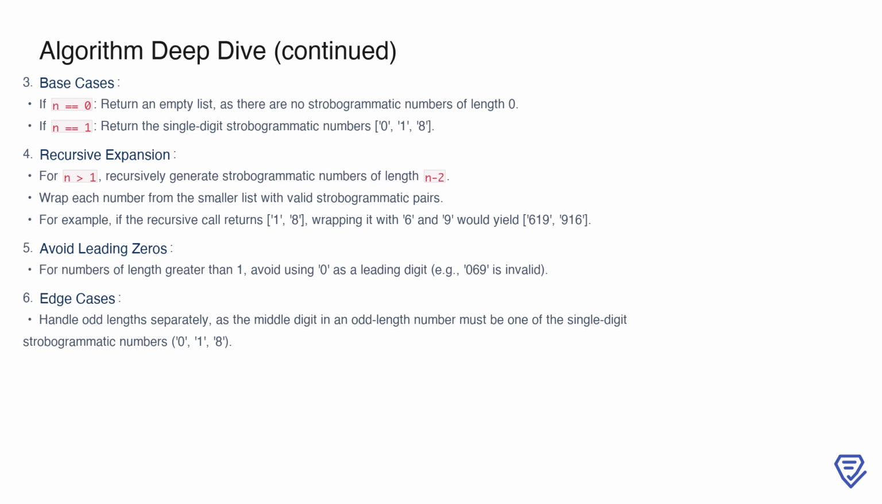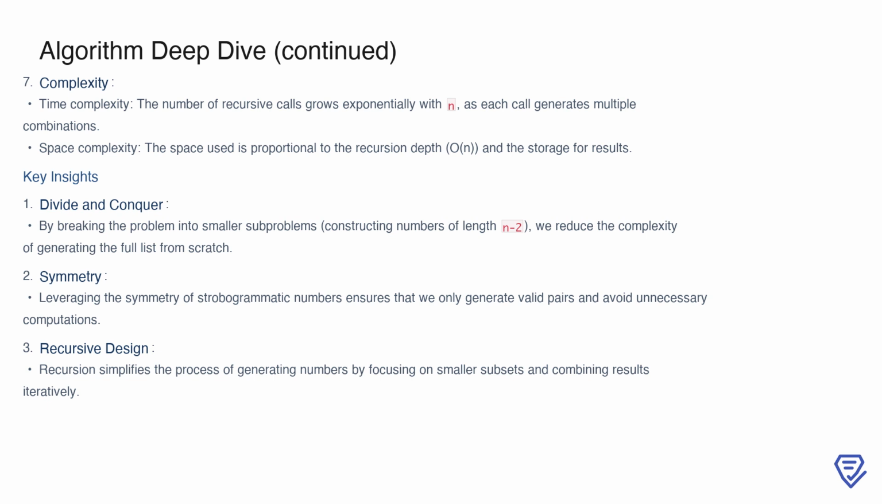Analyzing the complexity, the time complexity grows exponentially with n because each recursive call generates multiple combinations. On the other hand, the space complexity is proportional to the recursion depth, which is O(n), and also depends on the space needed to store the results.